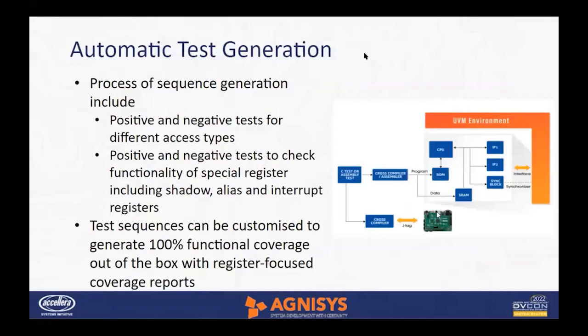Automatic test generation. The process of sequence generation includes positive and negative tests for different access types, and positive and negative tests to check the functionality of special registers, including shadow, alias, and interrupt registers. Test sequences can be customized to generate 100% functional coverage out of the box with register-focused coverage reports.